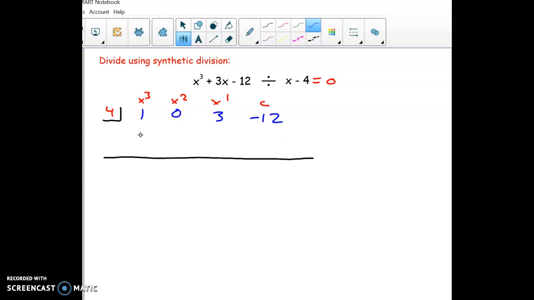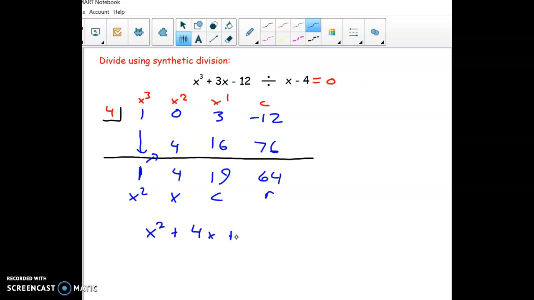All right, then it's the same process as before. Drop down the 1, multiply with the window, 1 times 4, add going down, 4 times 4, add, that's 19. Multiply with the window, that would be 76, and then add these together, and that would be 64. Then what we're left with is the remainder, the constant, the x to the first, and the x squared. So again, we start with an x cubed and got 1 lower. So we have x squared plus 4x plus 19 with remainder 64.